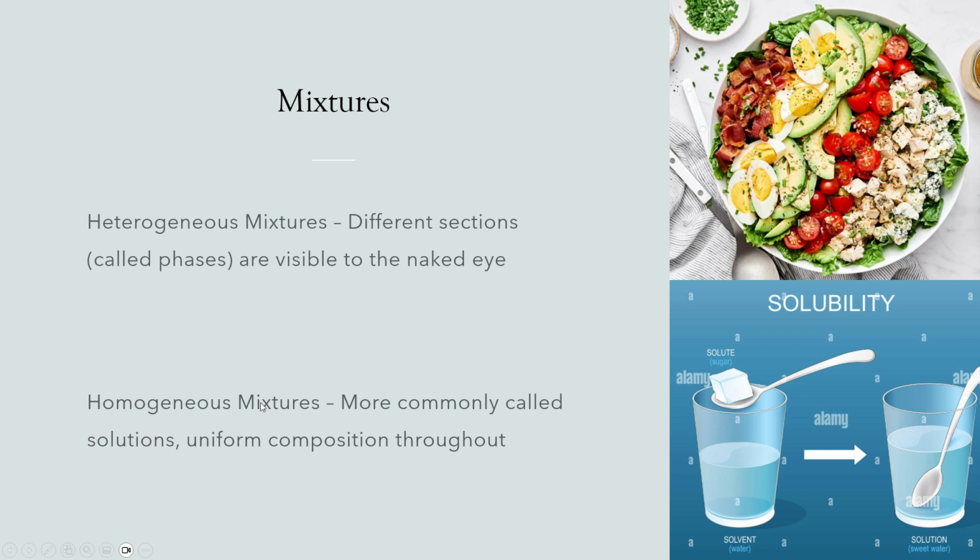However, a homogeneous mixture, more commonly known as a solution, has a uniform composition throughout. Basically, what that means is that you'll have two different things that you mix together, and after you mix it, it will look like only one thing. So for example, you take two things here, sugar and water, you mix it together, and it'll only look like water. You won't be able to see any of the sugar particles because it will be dissolved. So that would be considered a homogeneous mixture.